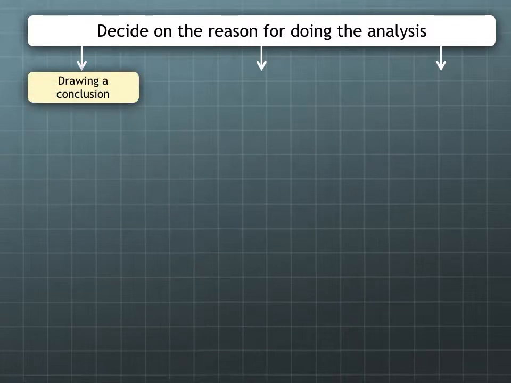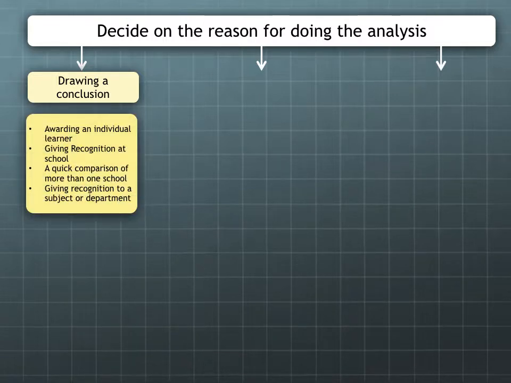The first is to draw a conclusion. There might be a reason to look at a set of results and draw conclusions or make a decision from the data presented. So this is often a once-off decision. Examples of this could be awarding an individual learner, giving recognition to a school, giving recognition to a subject or department, a quick comparison of more than one school, maybe a comparison of more than one class, or compiling results with other schools or departments with limited detail or information. So those are a number of reasons that you could use.